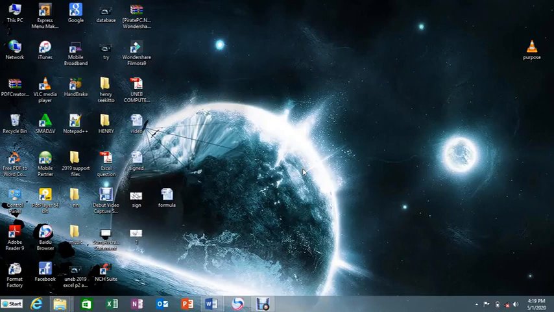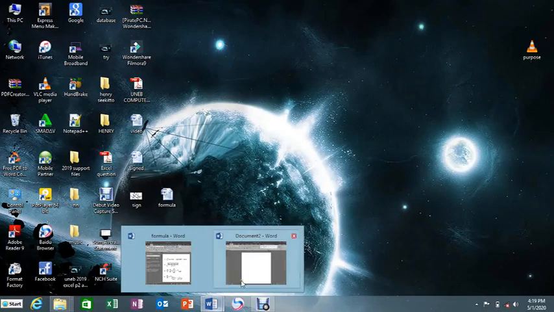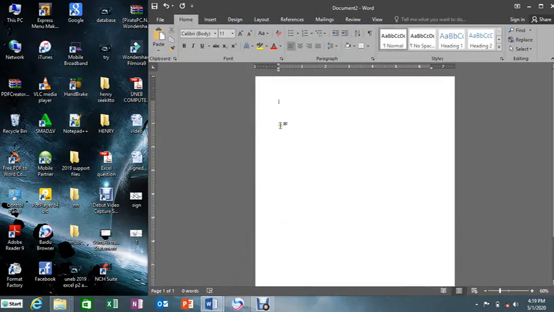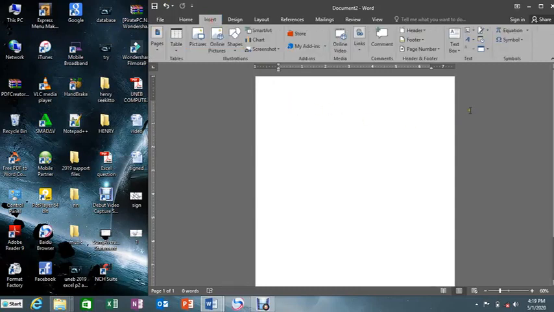Actually, today we are here to talk about symbols and equations. Let's open our document. Assuming that this is the document that we are having and we are required to put any equation of our choice. So what we do, we shall come under the insert, then we come to the equation and the symbols. So let's begin with the symbols.